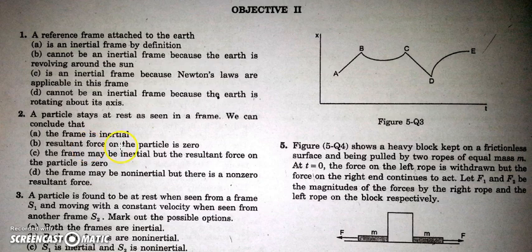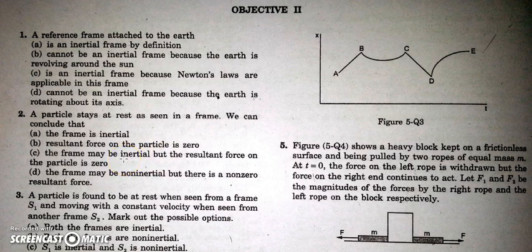Option B says that the resultant force on the particle is zero. No, the particle might be accelerating, but it is at rest with respect to some frame. So we cannot say that the total force must be zero or the acceleration of that particle must be zero. Option C: the frame may be inertial but the resultant force on the particle is zero. Yes, this is correct. If the frame is inertial and we see the particle at rest, the acceleration of the particle must be zero, hence the resultant force must be zero.